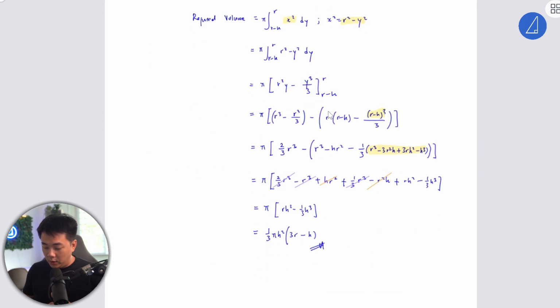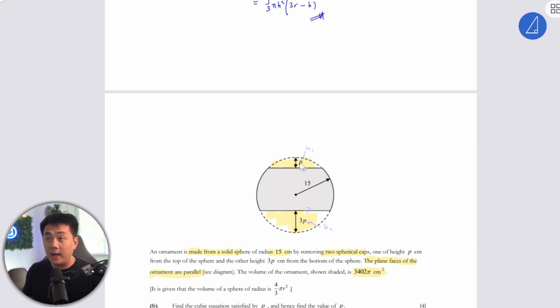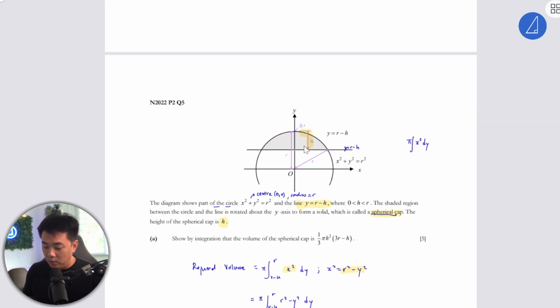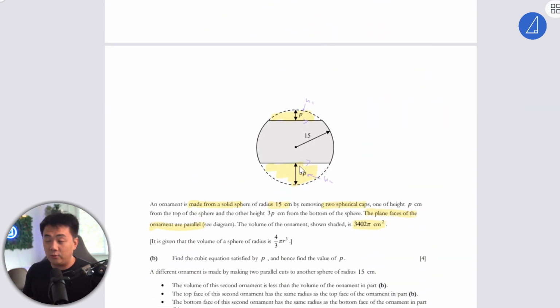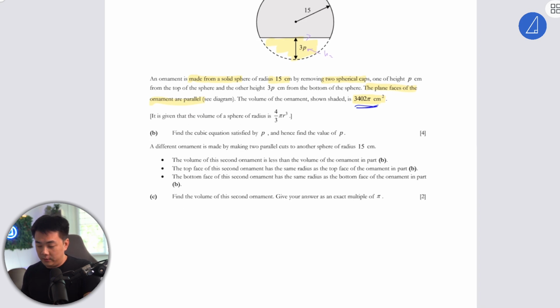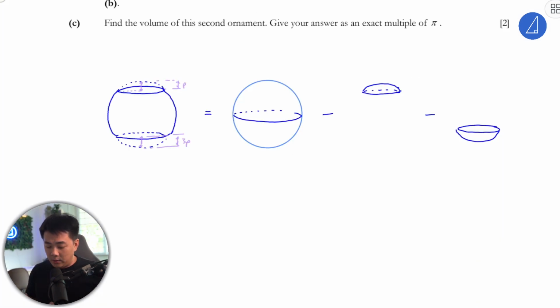One on top will be this guy when the height is p. Then for the one below, this is the same thing, right? The height is 3p. So take the total sphere minus the spherical cap on top and the spherical cap below, and they will give us this total volume here, right? So that's what we're going to do. So this is what's going on.